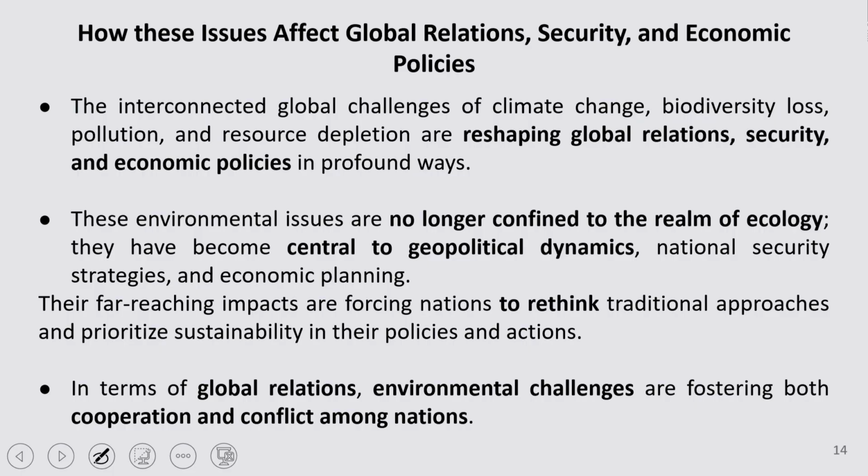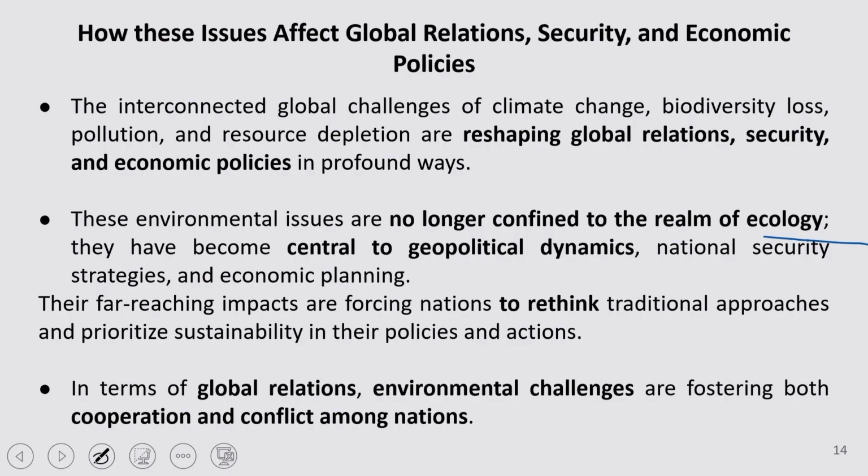These environmental issues are no longer limited to the realm of ecology and have become a central part of geopolitical dynamics, national security strategies, and of course economic planning. Their far-reaching impacts are also pressurizing nations to rethink traditional approaches and prioritize sustainability in their policies and in their actions. In terms of global relations, environmental challenges are fostering both cooperation and conflict among nations. How can it be visualized or experienced?